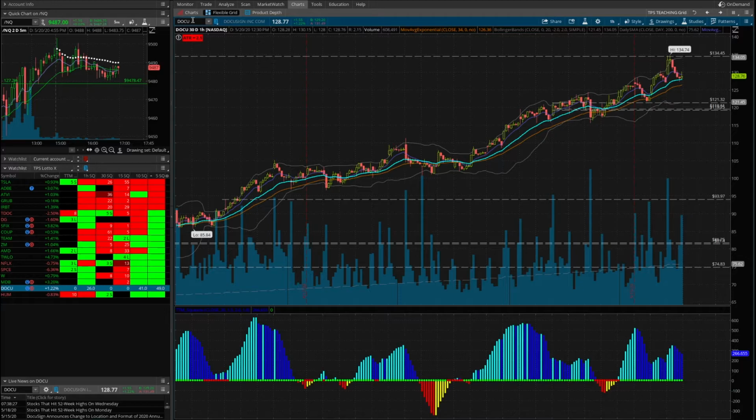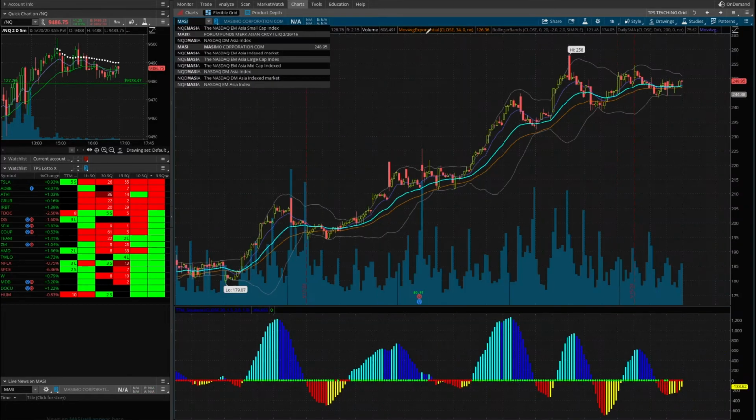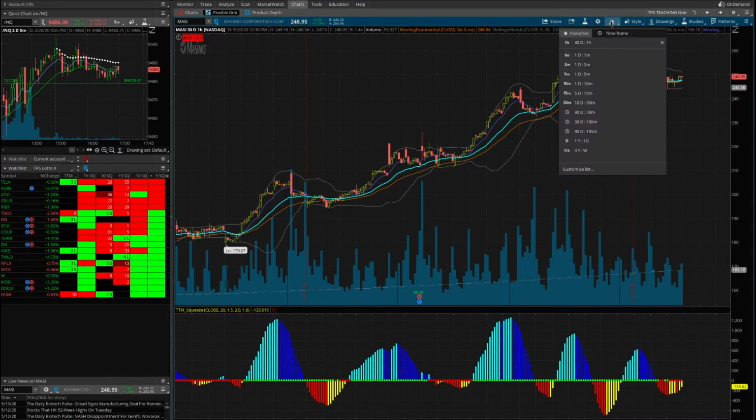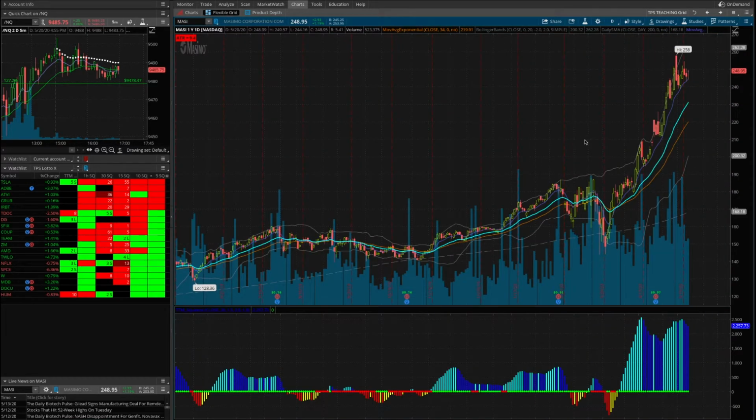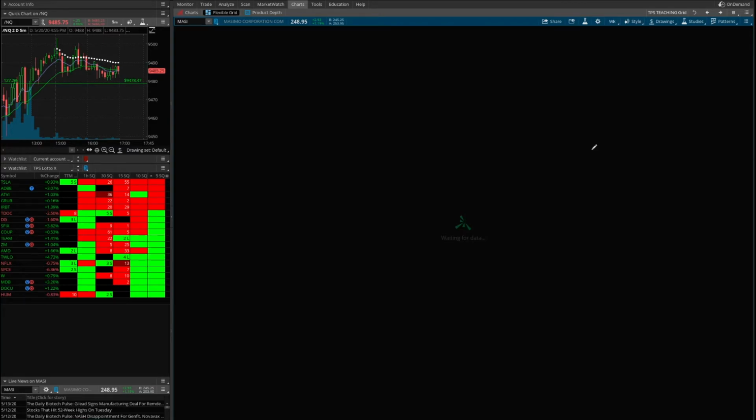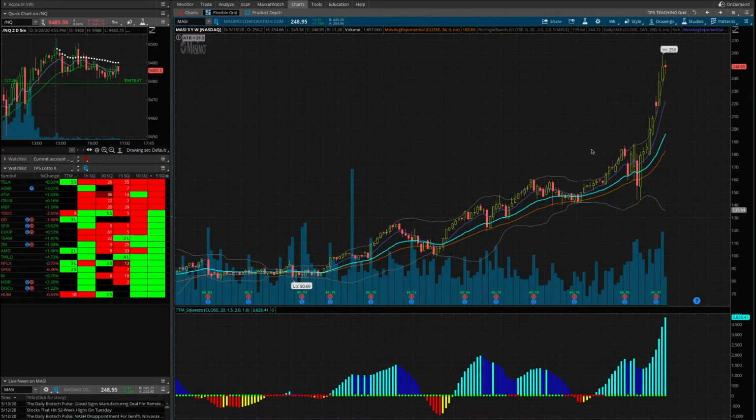So let's go to a stock that we know has all of these pieces. Mosi. Let's look at the daily on Mosi. The daily on Mosi is definitely in a bullish uptrend. We can see that here. Let's take a look at the weekly. The weekly clearly in a bullish uptrend, 258 being the all-time high.